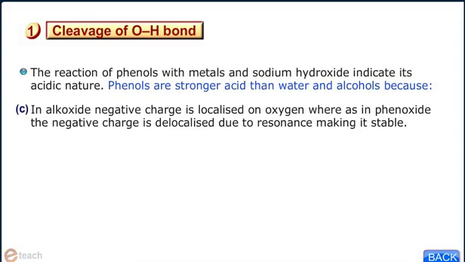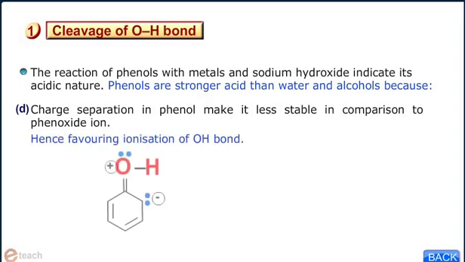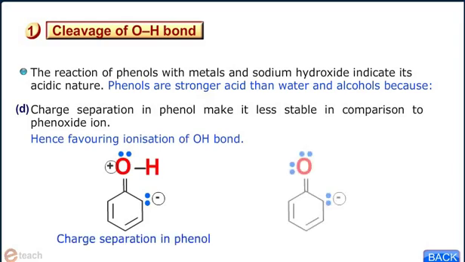The fourth reason is charge separation in phenol makes it less stable in comparison to phenoxide ion, hence favoring ionization of OH bond. You can see here charge separation in phenol and also see no charge separation in phenoxide ion from the given diagram.